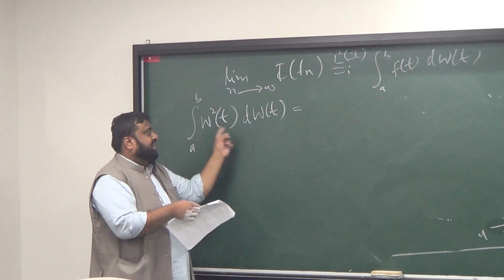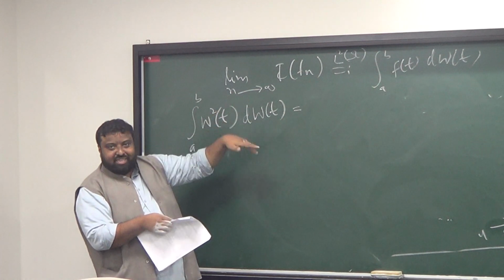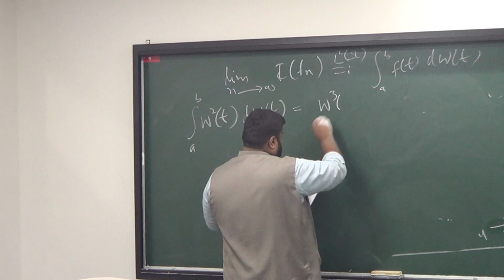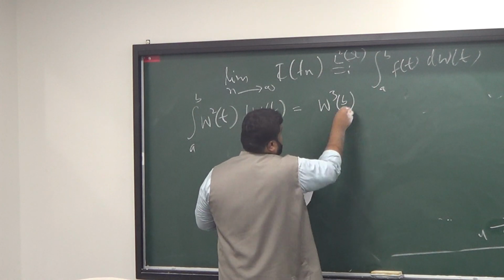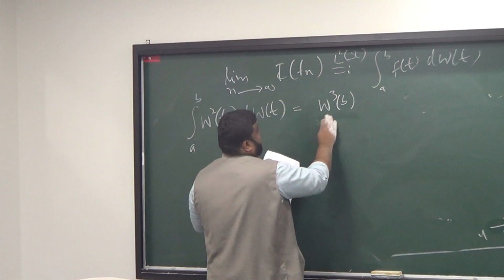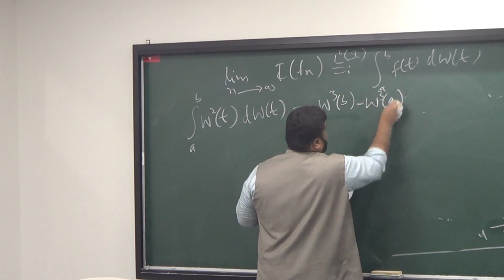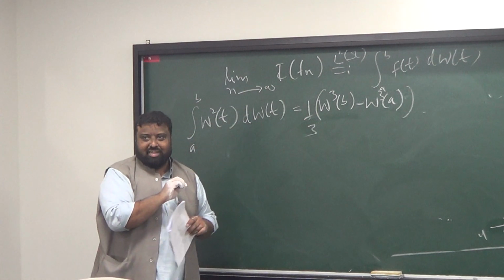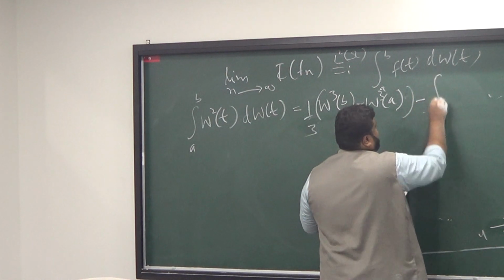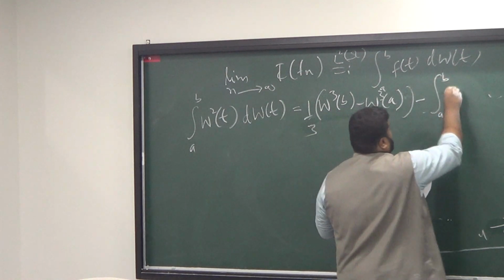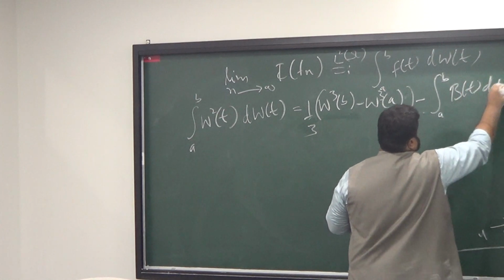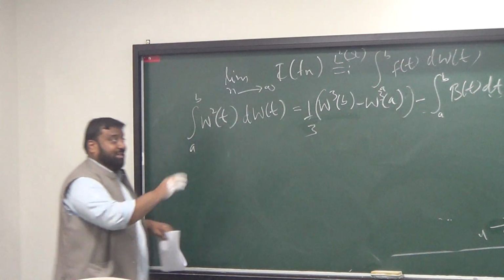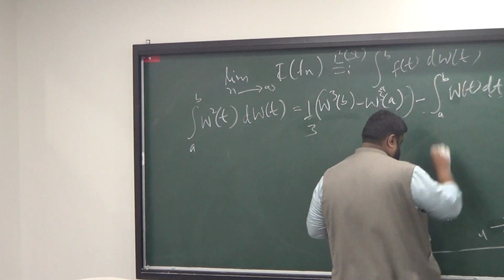If this would be a Riemann integral, you would have something cubed by 3. Interestingly, you have something similar. You're going to have W cubed of b minus W cubed of a, and everything divided by 3. So it behaves nicely like before, but it has an additional term. It would be the Riemann integral of W of t, not B of t but W of t.